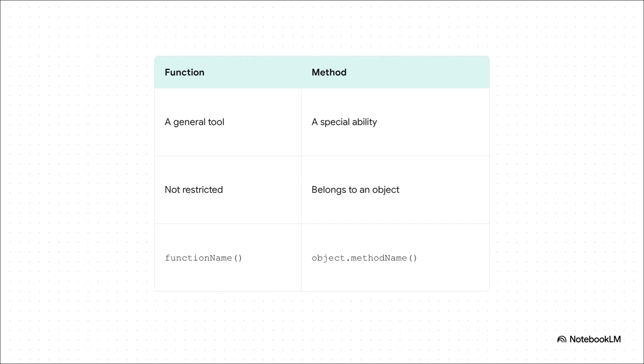So what's the real difference between a function and a method? Well, a function is kind of like a general tool from a toolbox. Anybody can use it. But a method? That's a special ability that's tied directly to an object. And the biggest clue, the dead giveaway, is that little dot. You always call a method using the object, then a dot, then the method's name. Seriously, that dot is the key to everything.